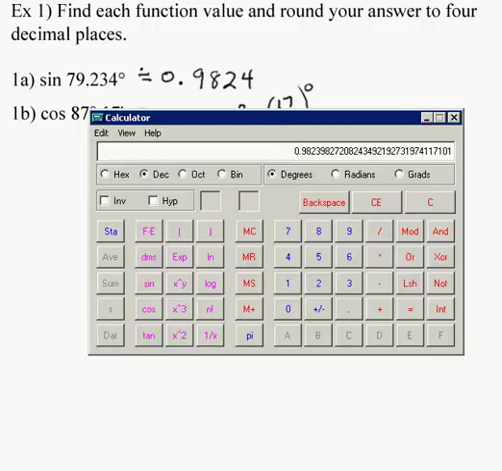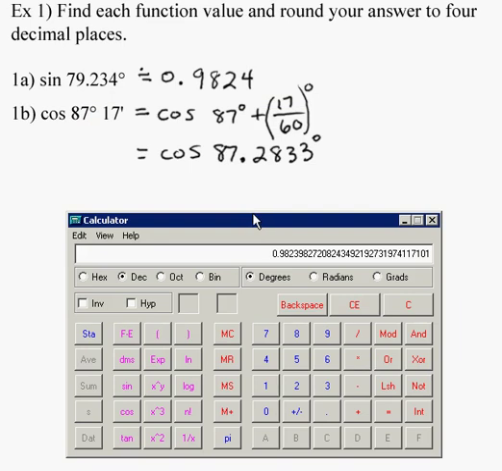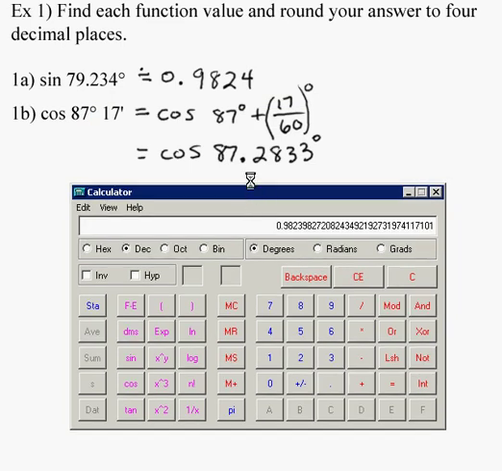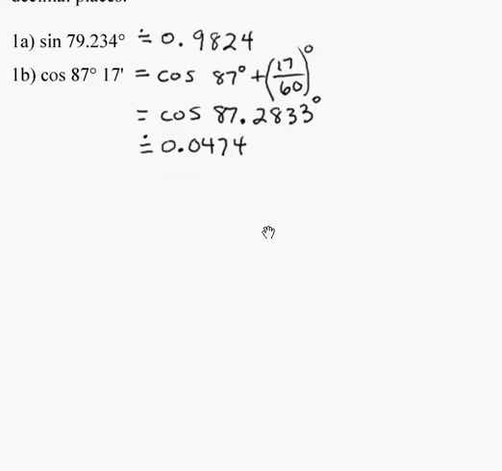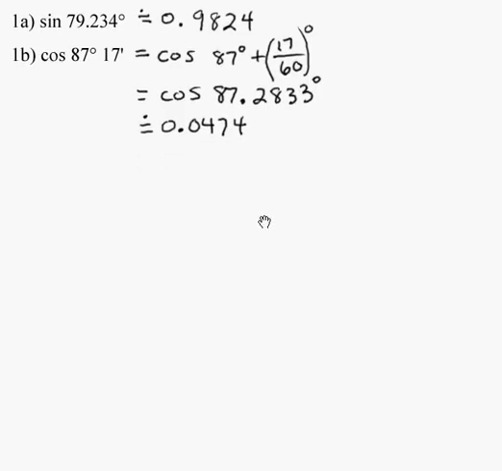So now it's straightforward. We can use our calculator again. Let's hit the clear button. We're going to type 87.2833. Then we're going to hit the cosine button. Round that answer off to 4 decimal places so we'll all get the same answer. And that gives us approximately 0.0474. So far, so good.